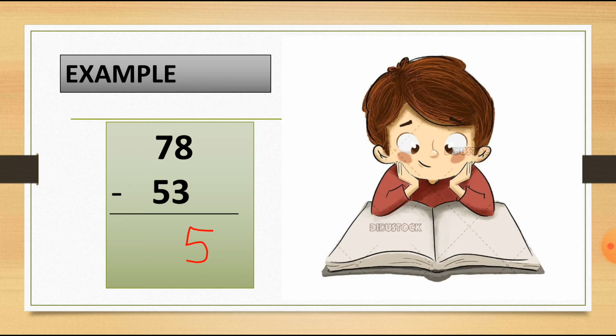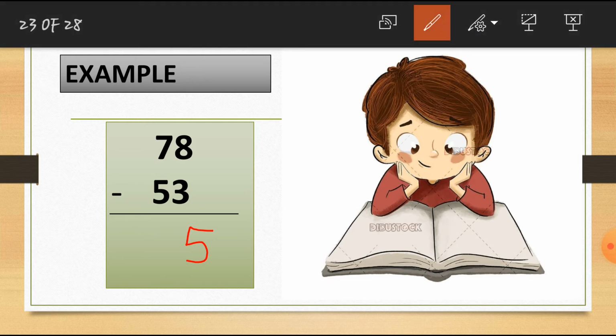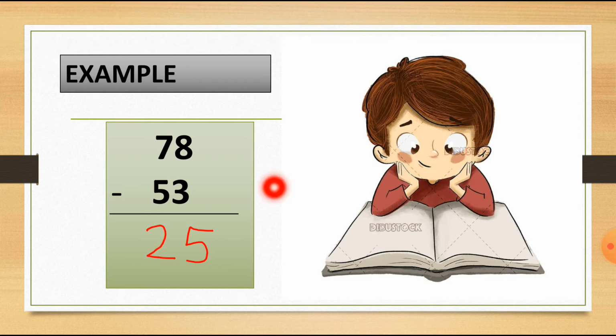So how much is it, students? 7 minus 5. Just cut the 5 from the 7. So we will get the number 2. So here is our answer, 78 minus 53. The answer is 25. You can call the difference 25 from these two numbers. So this is the way we have to solve the sums.